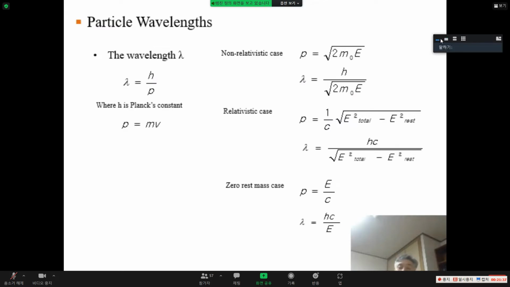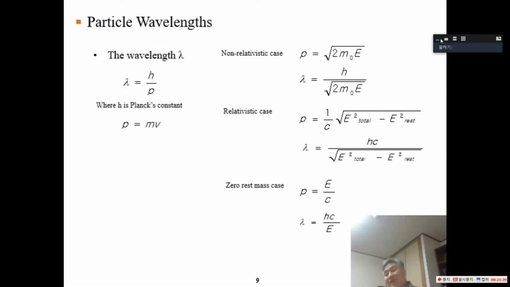You will learn atomic physics during your second year. In atomic physics, you will learn why we have to calculate the momentum of a relativistic particle like this. In this lecture, I will not cover it. I don't have time to cover this. So I will ask you to just memorize this and learn it from the atomic physics course.